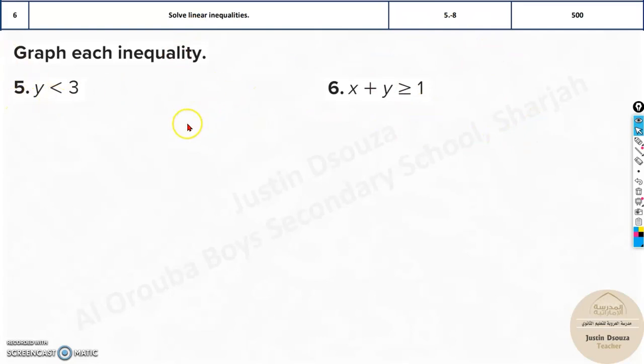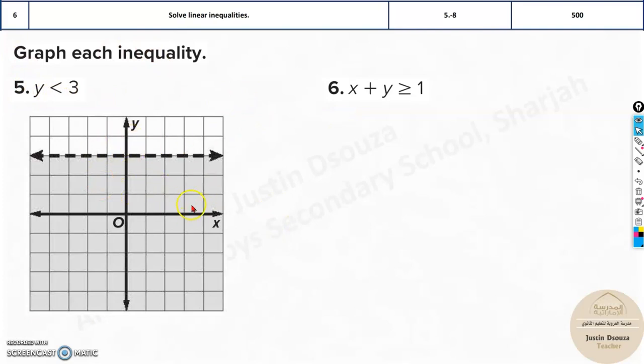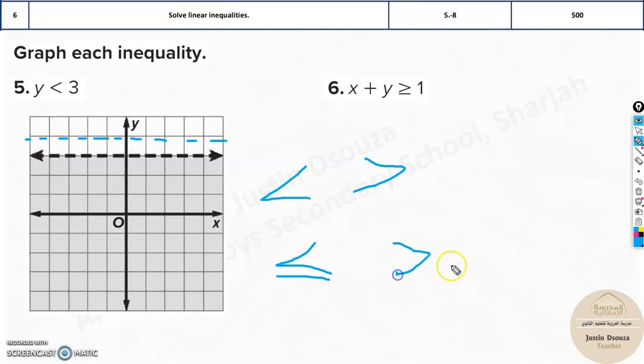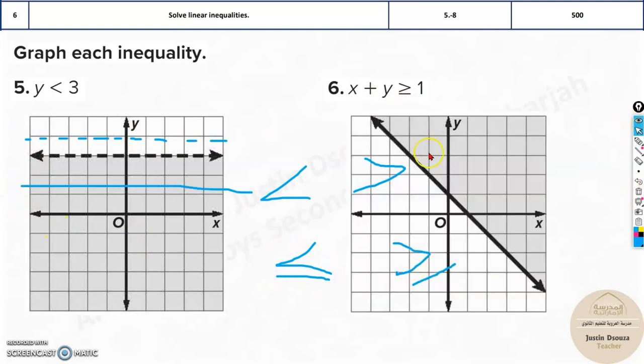Now, even over here, inequality is generally done by testing and all that, but you don't need to do that. I will tell you an easy method. You need to remember, whenever it's less than or greater than, it's always a dotted line like this. Whereas if it's less than or equal to or greater than or equal to, it'll be a solid line. Now, I'll just show you the answer for the next one. It's a solid line. Whereas over here, it's a dotted line.